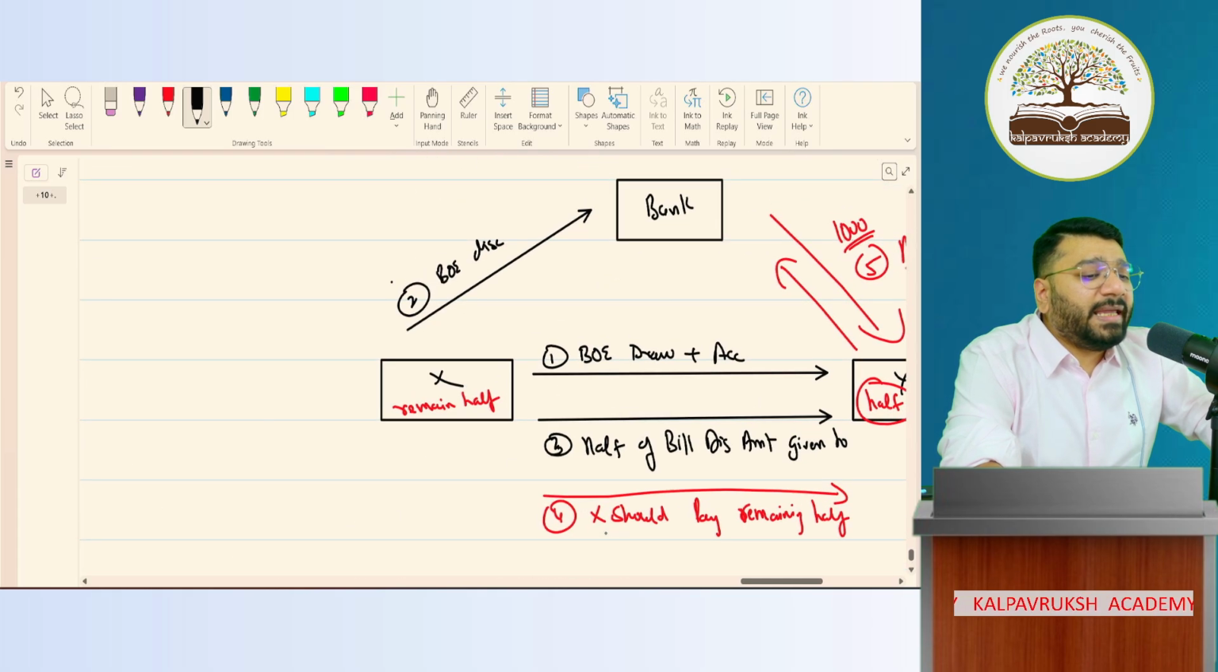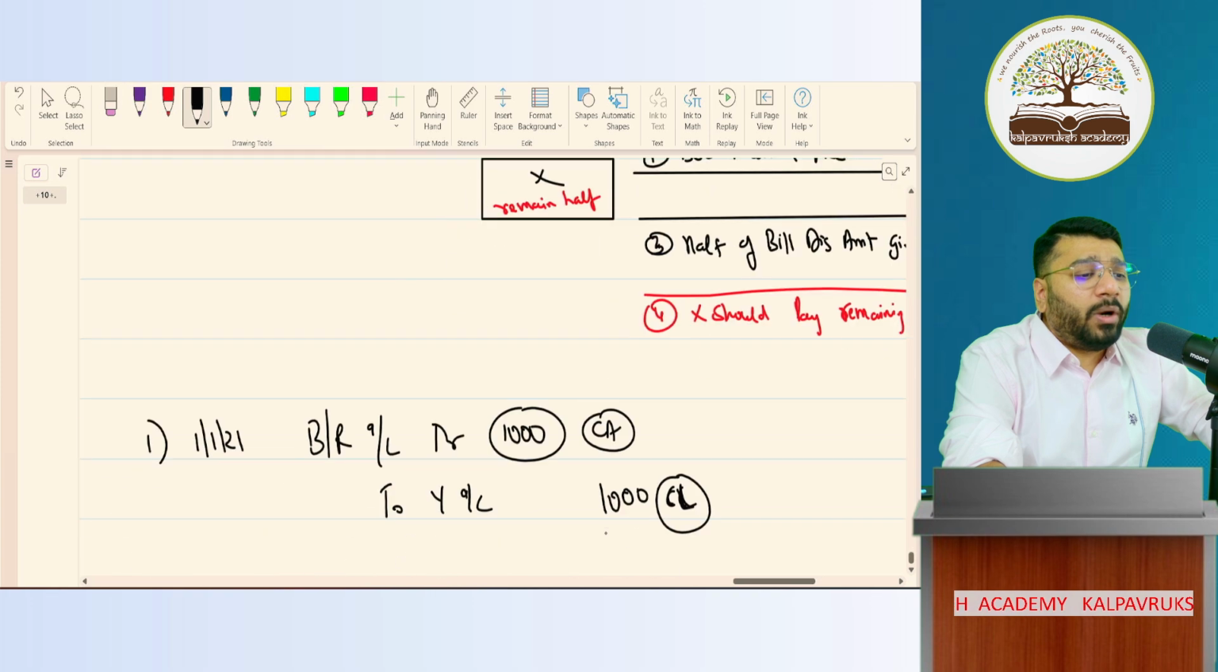Second transaction is taking place between X and bank. What transaction is it? Respond. Discounting. What is the entry for discounting?